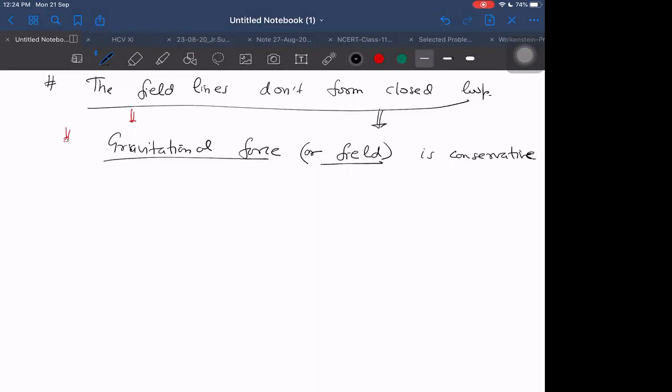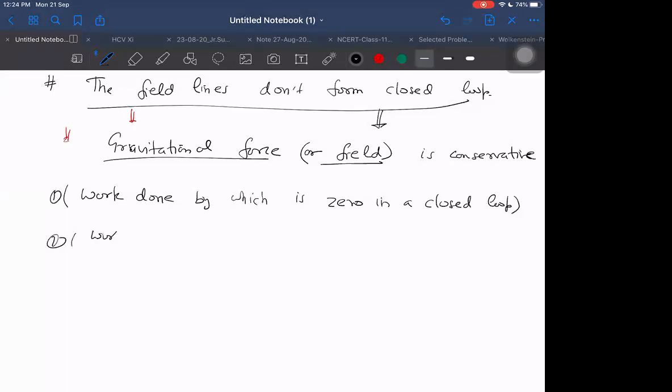is zero. Field lines which do not form a closed loop are conservative field lines. Or those field lines are conservative which are path independent, where the work done is path independent. Or the work done is zero in a closed loop. We can say it in this way.